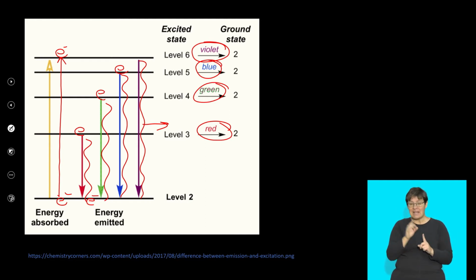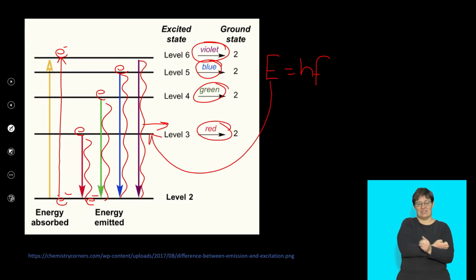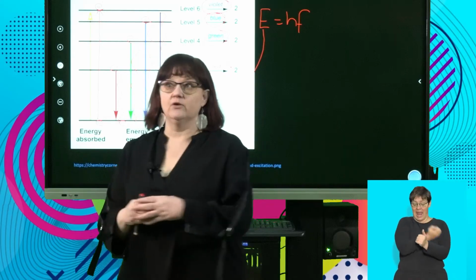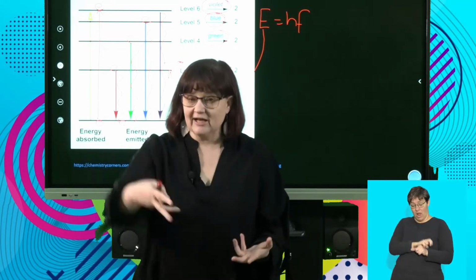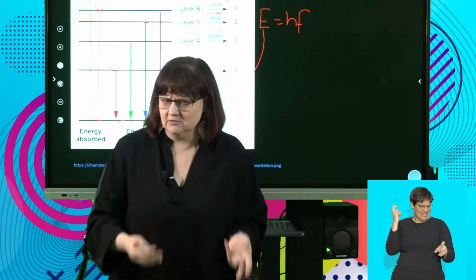But it's a specific frequency which we can work out because we know that E equals hf. The E that we're talking about is the energy that's being given off there. So if I know how much energy is given off when it jumps, I can work out what frequency of light it is. So it's actually not as difficult as it sounded.